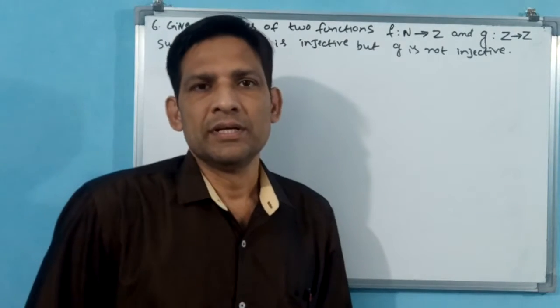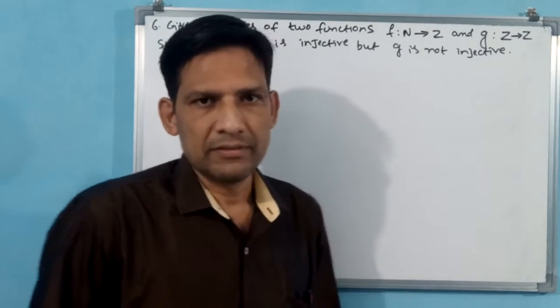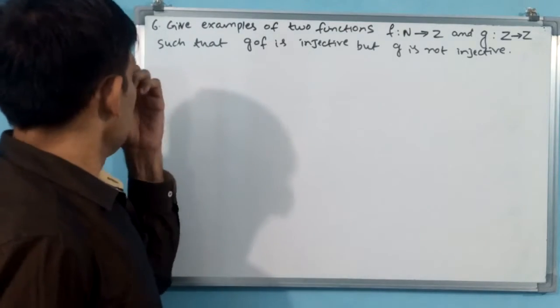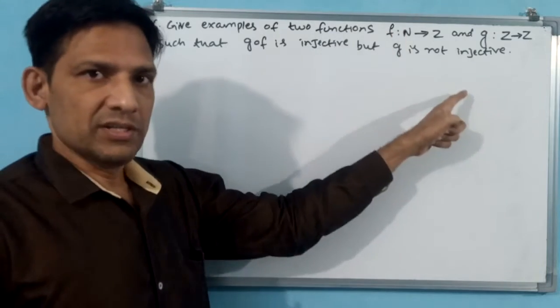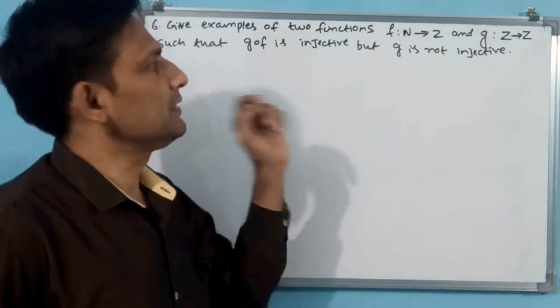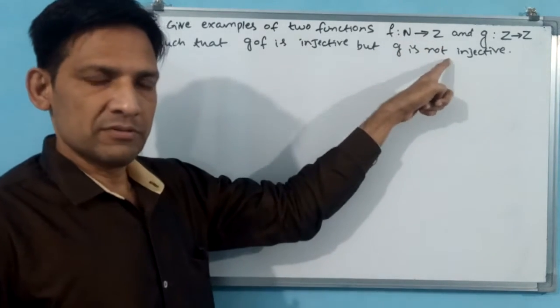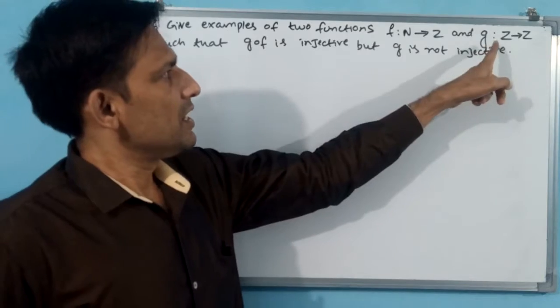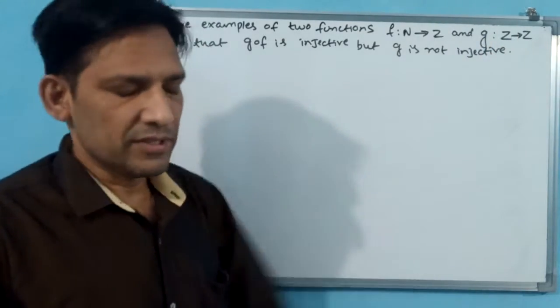Okay, dear students, see now the problem number 6, question number 6, what they have given. Give examples of two functions f, g. That means these two functions we have to design. He is asking us to design the function. Function f should be N to Z, that means natural numbers to integers. And g function is from Z to Z, that means integers to integers.